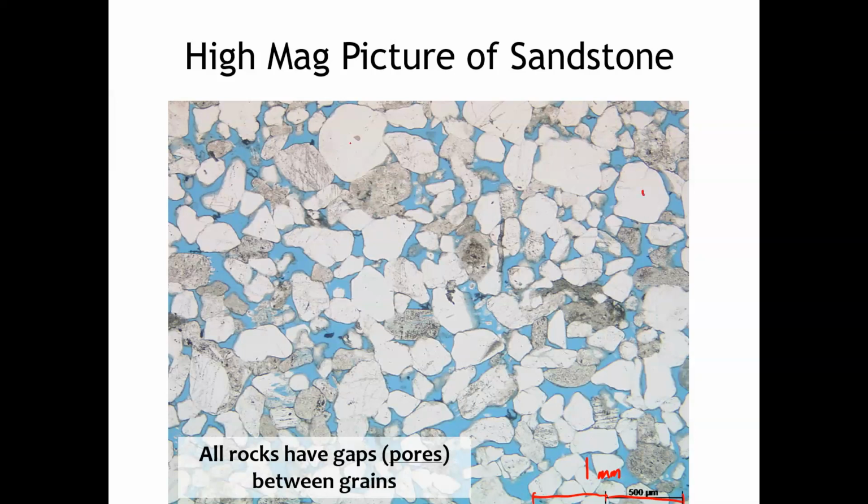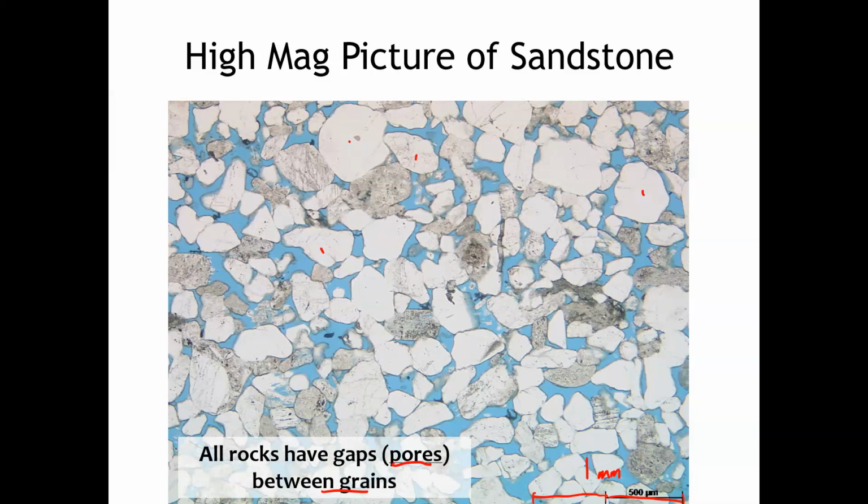Each of these is a sand grain. We normally think, okay, sandstone has been lithified, it's solid rock, but it still has pore spaces colored in here in blue. All rocks have pores in between those grains. And so here we can see that this particular sandstone has a lot of pores in it. So you could, in principle, fill that sandstone.